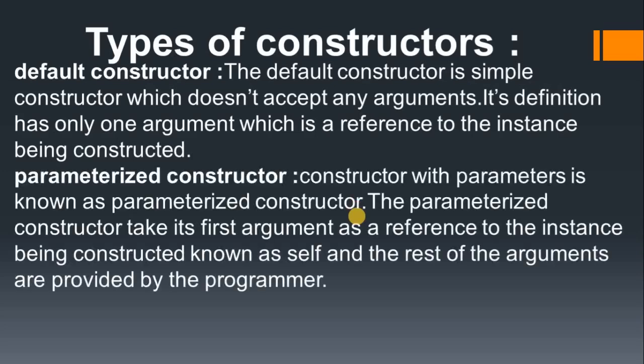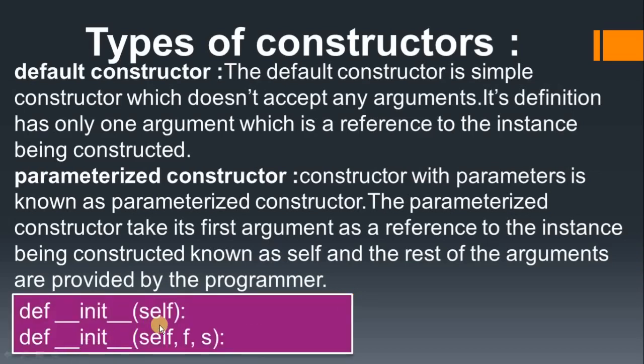In the parameterized constructor, it has parameters, so it is known as a parameterized constructor. A parameterized constructor takes its first argument as a reference to the instance being constructed, known as self, and the rest of the arguments are provided by the programmer. So the first one is the default, having only the self parameter, and the second one has self as well as f and s as parameters. So it is the parameterized constructor, and the first one is the default one. Here you understood the types of constructors. Now you have some theoretical idea, so now we will go to the practical session.